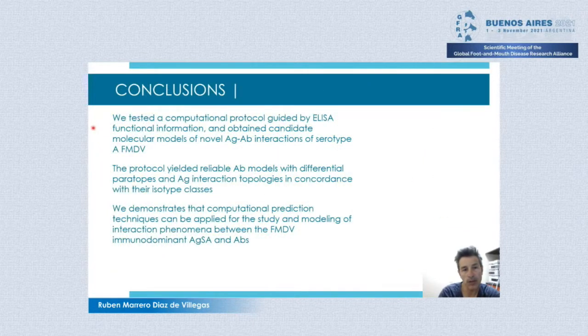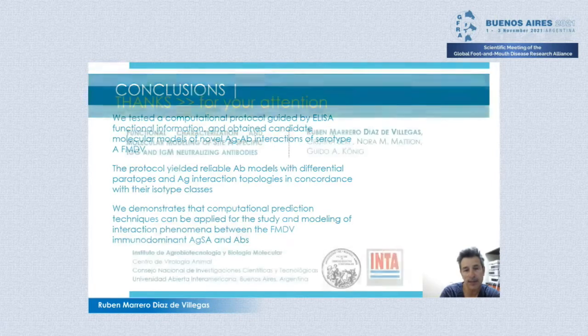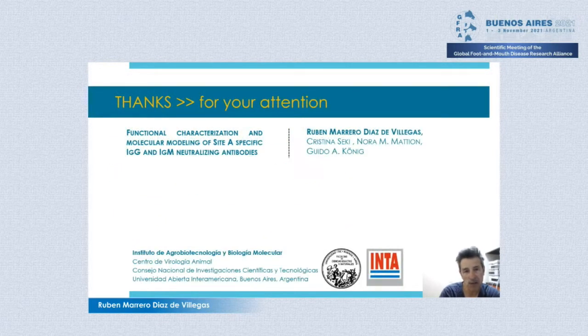As a conclusion, we tested a computational protocol guided by ELISA functional information and obtained candidate molecular models of novel antigen-antibody interactions. The protocol yields relevant antibody models with differential paratopes and antigen interaction topologies in concordance with their isotype classes. And last, we demonstrate that functional prediction techniques can be applied for the study and modeling of interaction phenomena between FMDV and antigenic sites. Thank you for your attention.